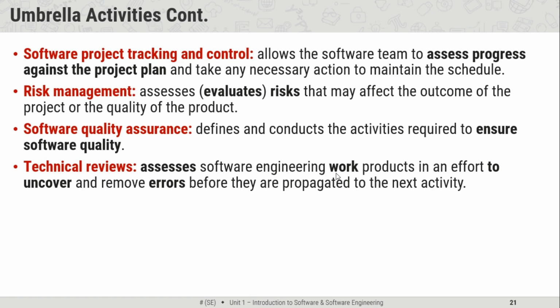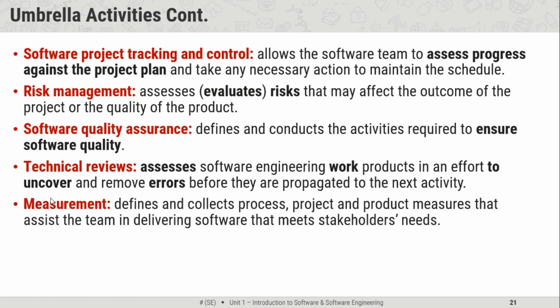Technical reviews. It assesses a software engineering work product in an effort to uncover and remove errors before they are propagated to the next activity. Technical reviews means whenever we are performing any kind of software work, we try to check whether our software is going in the right direction or not. We try to check that it does what it is expected to do. If it is not doing that properly, we try to remove those mistakes or errors at that time, because if we do not identify errors soon, later on it will be very difficult to remove them.